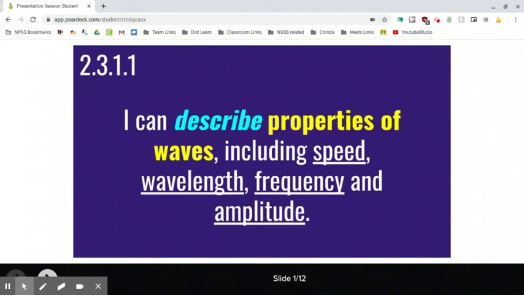So let's get started. Here's your I can statement. I can describe properties of waves, including speed, wavelength, frequency, and amplitude. Now, I had mentioned yesterday, in the Edpuzzle, that we have to understand what the different kinds of waves are before we can start measuring them. And we are there. We're officially into knowing what wavelength and amplitude is. I will continue with speed and frequency as this unit goes on, but today it's wavelength and amplitude.